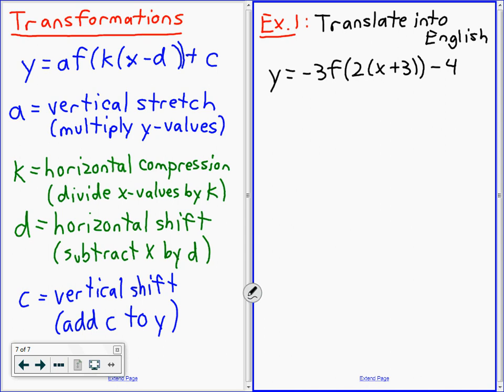Which one of these is it going to be? It's the vertical stretch. Right. So it's going to be a vertical stretch of negative 3. What that means in English is multiply your y values by -3.